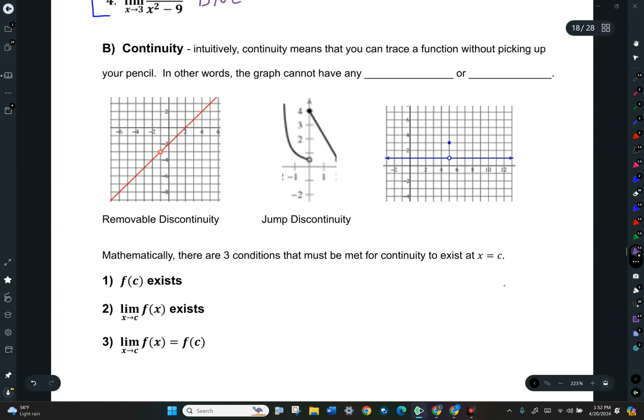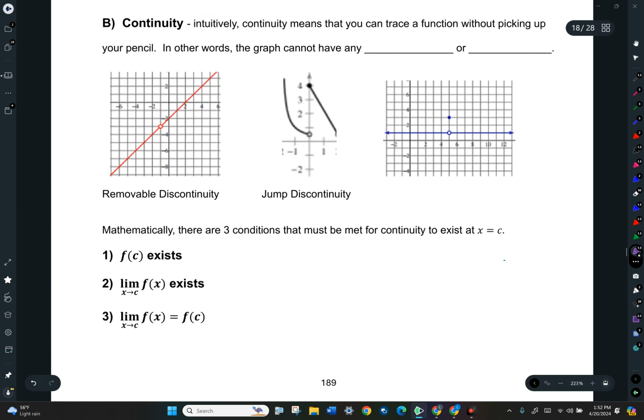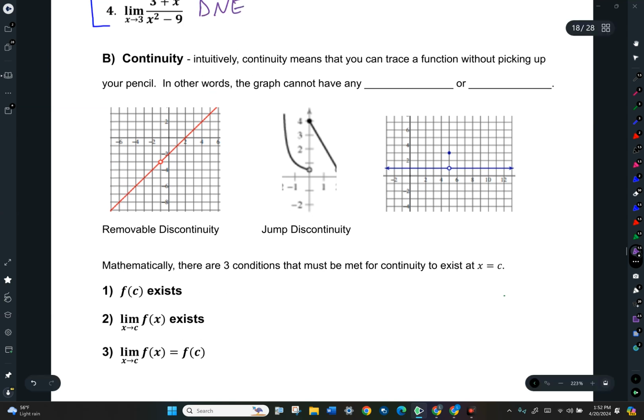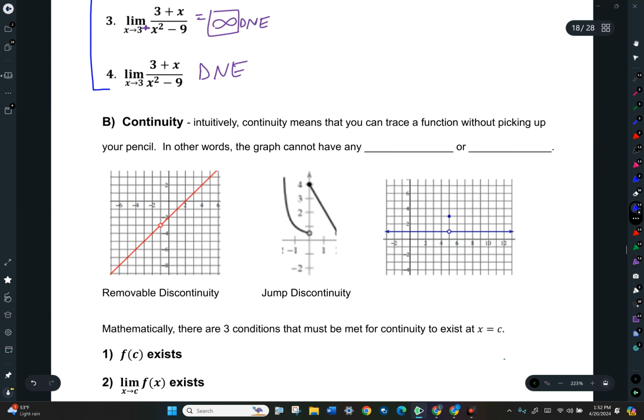Okay, so the second concept in this section is continuity. So the root word: continuous. And if I just said, hey, draw a graph that's continuous, without even thinking about it, you would go back to what you know the word continuous means. You would just draw a graph that doesn't have any breaks or holes. It's just a nice smooth curve. Okay, well, intuitively, that's what continuous means.